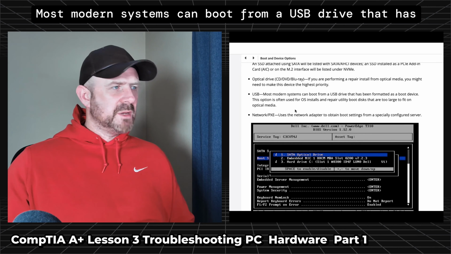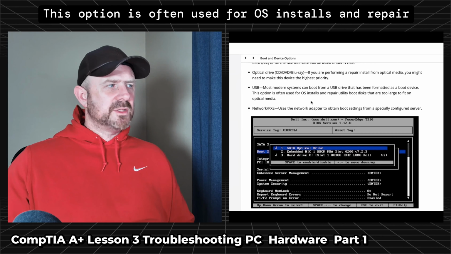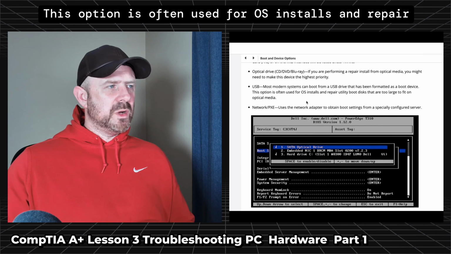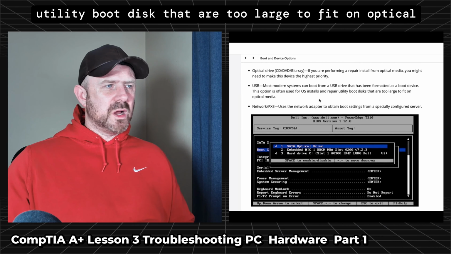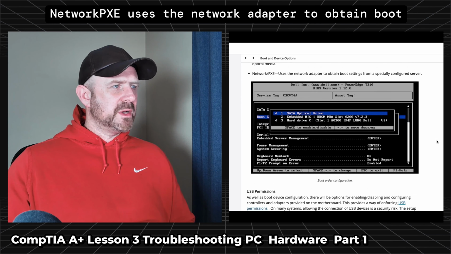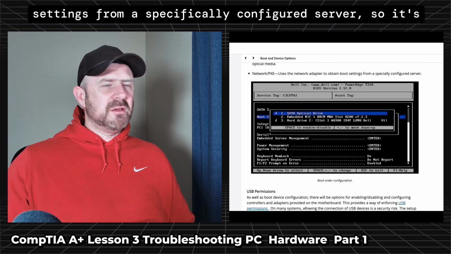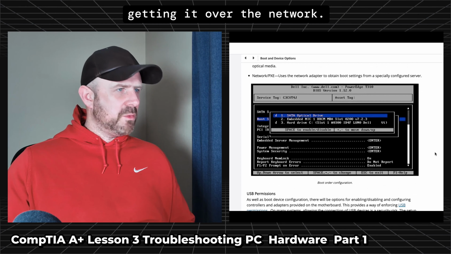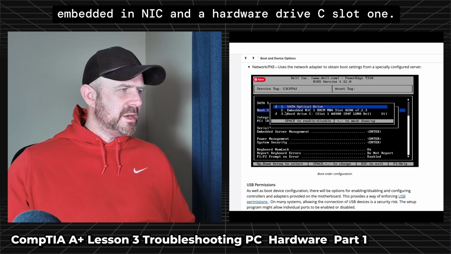Most modern systems can boot from a USB drive that has been formatted as a boot device. This option is often used for OS installs and repair utility boot disks that are too large to fit on optical media. Network PXE uses the network adapter to obtain boot settings from a specifically configured server, so it's getting it over the network. And then here you see the options: SATA optical device, embedded NIC, and a hard drive in slot 1.